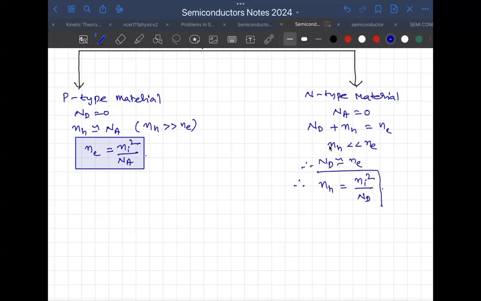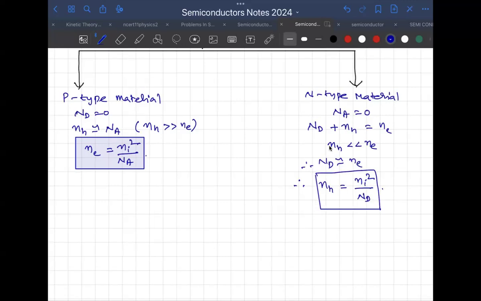So every time, please try to remember how to remember these formulas. I am giving this equation to find the minority all the time. The minority charge concentration is carrier concentration square divided by either donor or acceptor. In N-type material, holes are minorities. So NH is carrier concentration square divided by ND, since N-type contains donors.